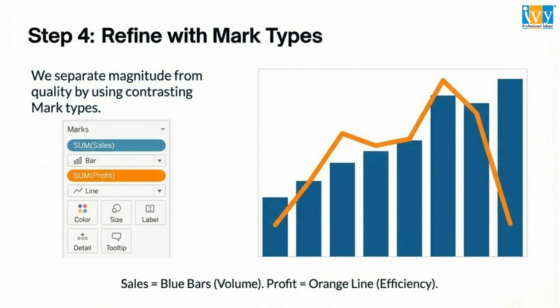To make the chart readable, we now separate magnitude from efficiency. Use bars for volume-based metrics like sales. Use a line for performance-based metrics like profit or margin. This visual contrast helps the brain instantly understand what is growing and how well it is performing.